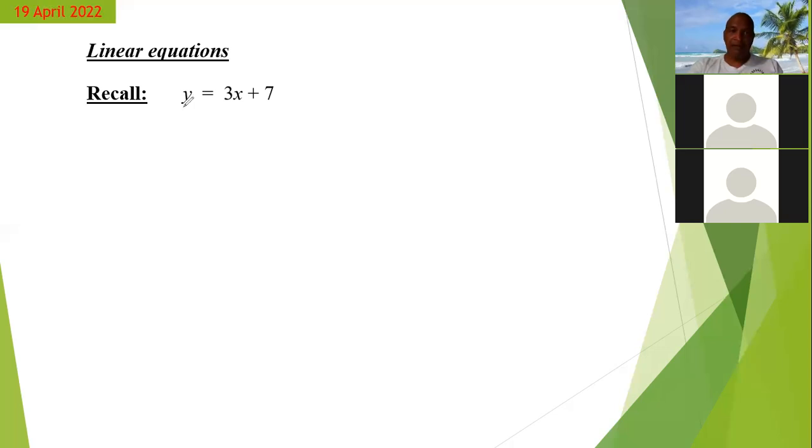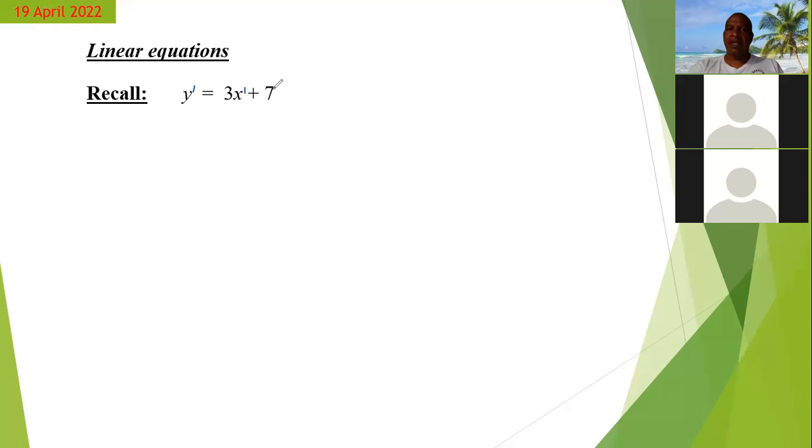Once you look at the power of y and the power of x, what is the power of y in this equation? What power is y raised to here? 1, sir. Right. And what power is x raised to? 1, sir. Right. So once you have an equation where the x and y powers are raised to 1, when you plot those, you're going to get straight lines.